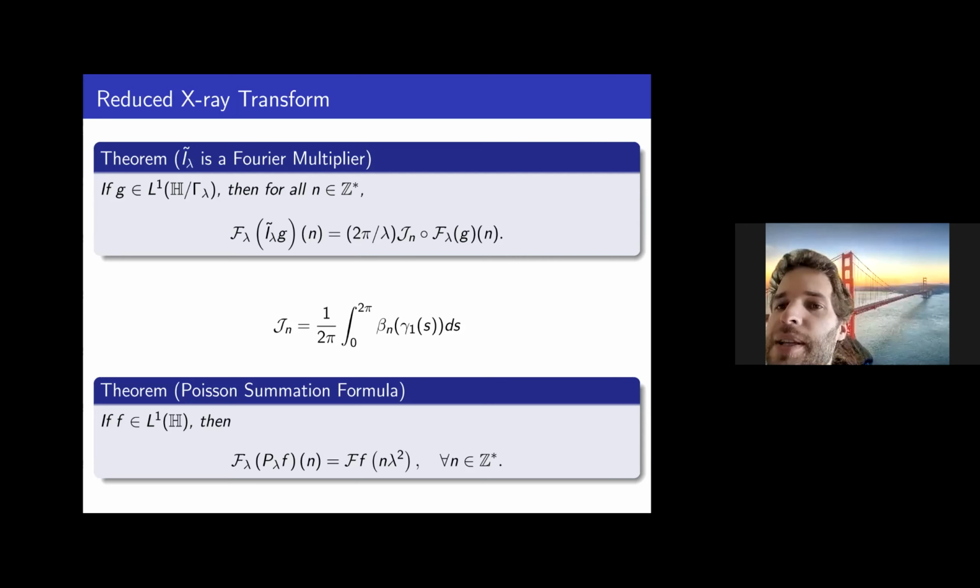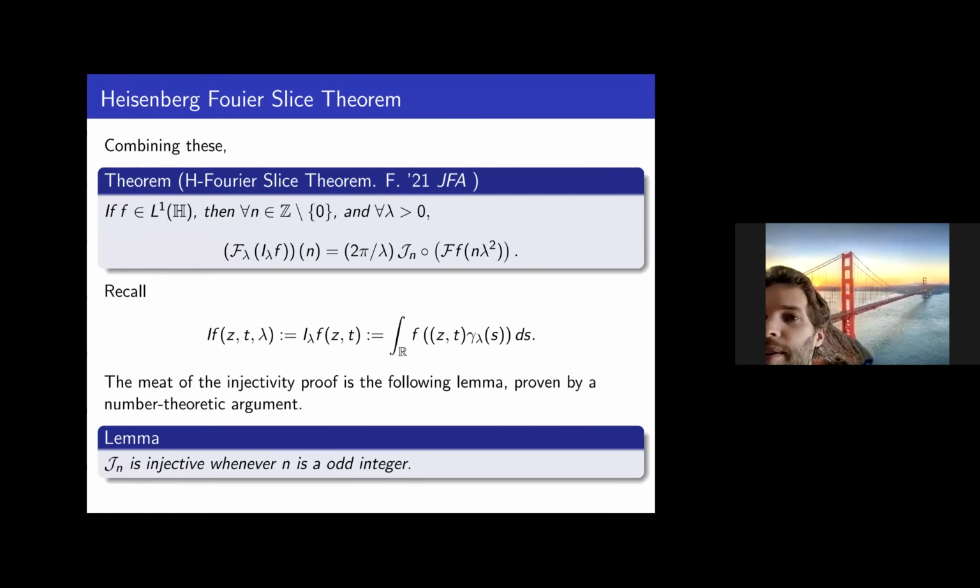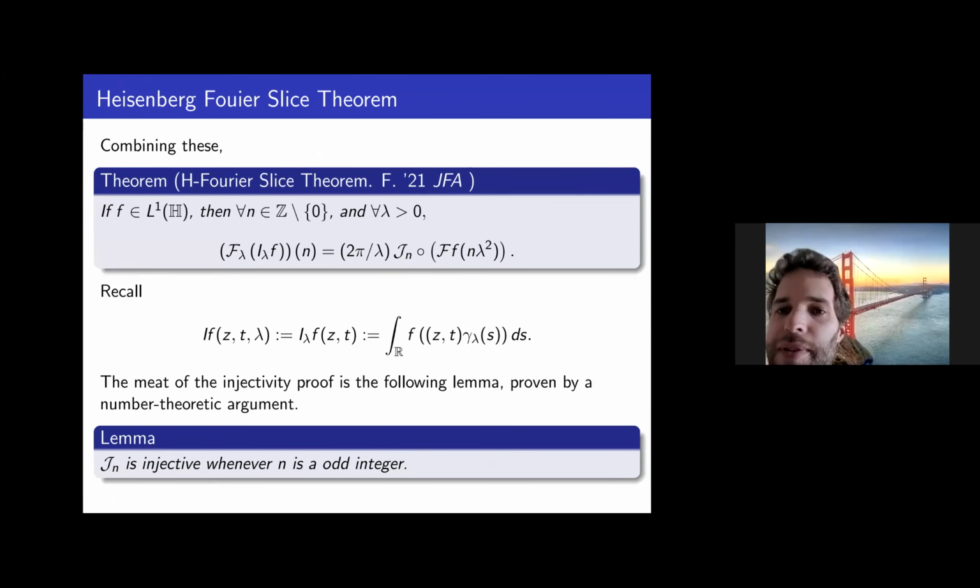So putting these two pieces of the puzzle together, we have the full Heisenberg Fourier slice theorem on the Heisenberg group. And the way we use this identity here to prove injectivity is to analyze this operator Jn. And in fact, it's very nice.